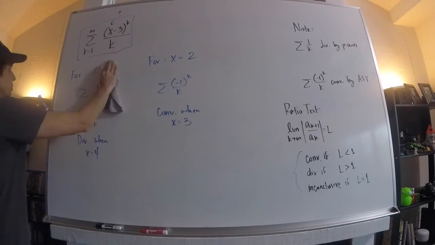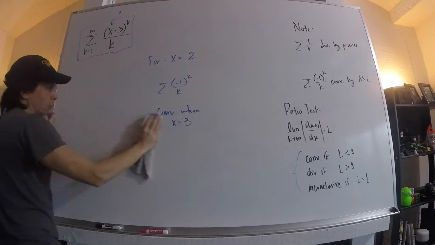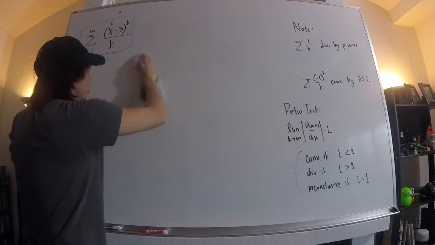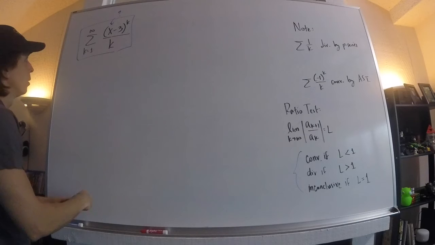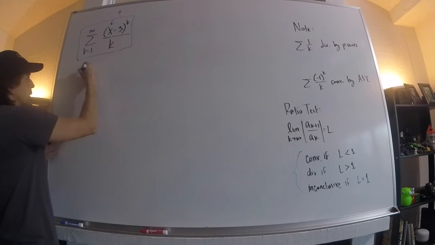So that's the idea. It'll converge for different values of x. It'll diverge for different values of x. Let's start working it out. Okay, let me do the ratio test.